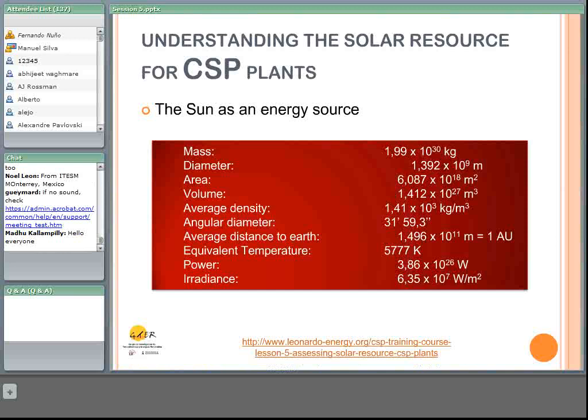Well, first of all, the energy source is the sun. In this slide, we have some characteristics of the sun. Some of them are of interest for CSP, like, for example, the angular diameter of the sun as seen from the Earth, as we talked in the first session, or the equivalent temperature, but also the power and the radiance emitted by the sun. The radiance emitted by the sun is 6.35 times 10 to the 7th watts per square meter.